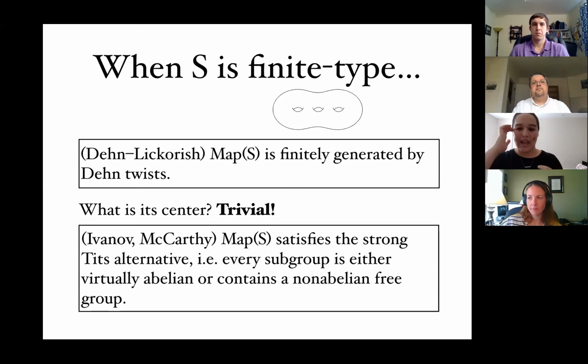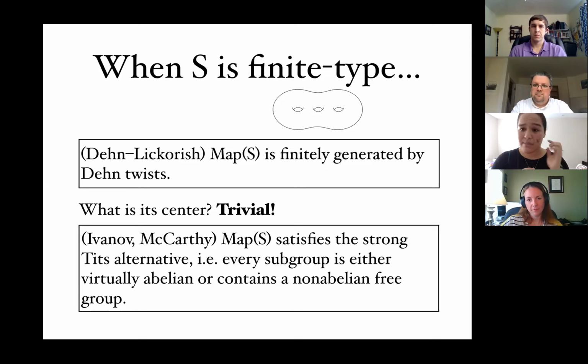This comes from the angle of studying the mapping class group as a group that we'd like to be linear, even though we don't know if it is or not. A lot of the things that you study about the mapping class group are done in analogy with the things we know for linear groups. And so this is a really nice, very strong subgroup alternative that the mapping class group satisfies.